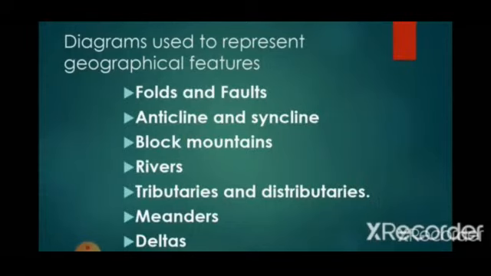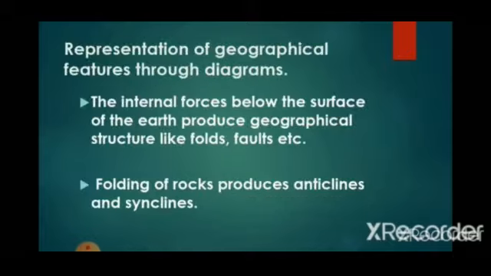The remaining portions are folds and faults, anticline and syncline, block mountains, rivers, tributaries and distributaries, meanders and delta. These are the remaining portions which we have to cover in this chapter. Now we'll start with faulting and faults, which we can see on the earth's crust, and what the results of that are, we'll study in this video. Now let's start the chapter. Representation of geographical features through diagrams: how we can represent geographical features with the help of diagrams.